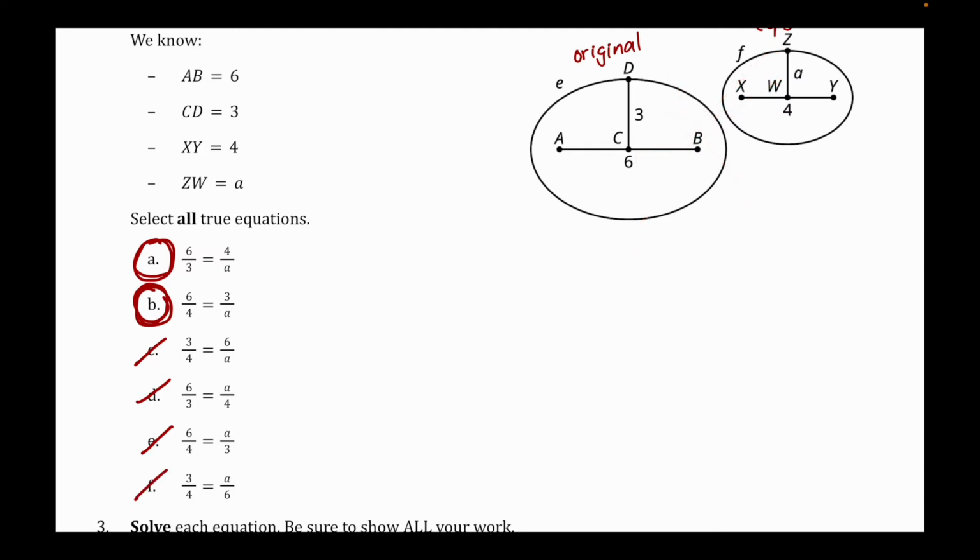But if we looked at these two right here, we should have 6 over 3 and 4 over a. These go the same direction, so they're good. And 6 over 4 and 3 over a both go the same direction as well, so that's good.